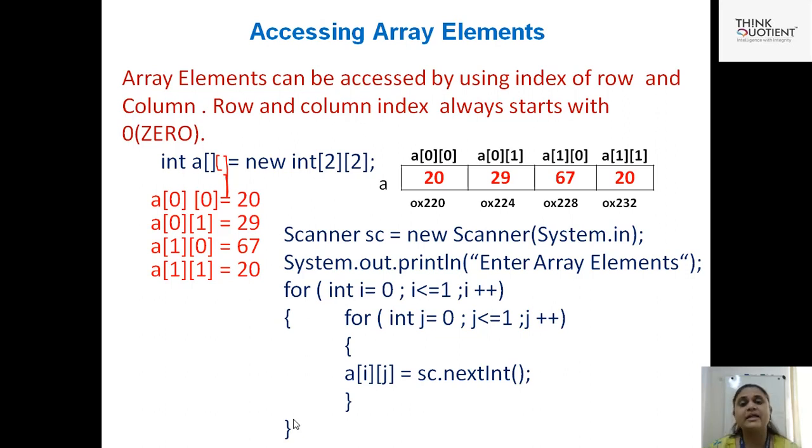So this is how we can use a nested for loop to access the elements of a 2D array in an efficient way. Okay, now what we'll try to do is experience this through coding. So let's go back to Eclipse first.